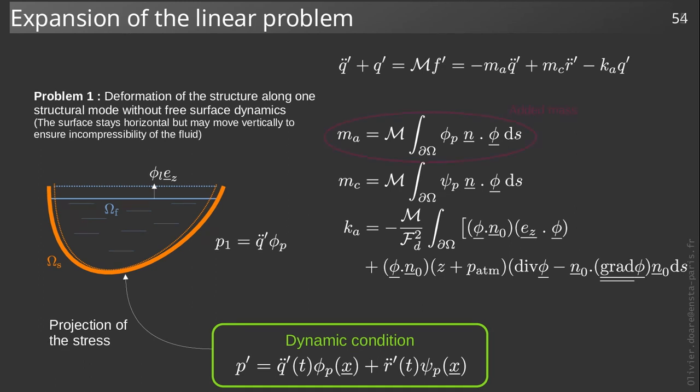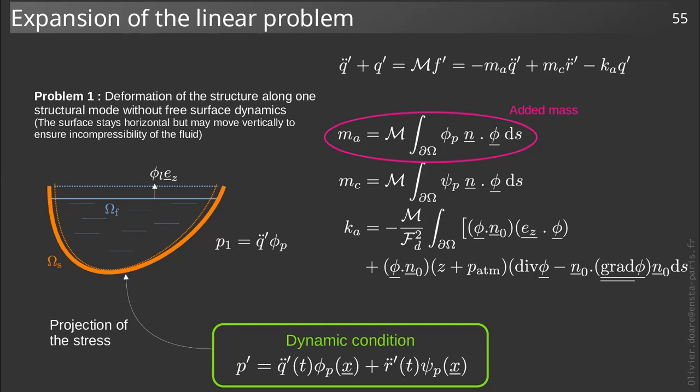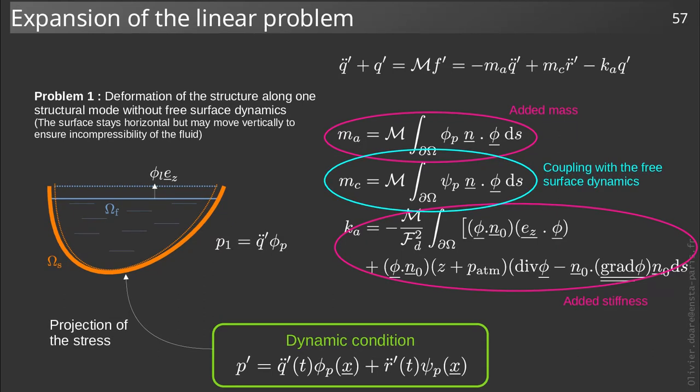First, there is the added mass, which comes from the term Q prime dot dot we have already discussed. Then, from the forces proportional to Q prime, we can identify the added stiffnesses due to hydrostatic pressure, which have also been studied previously. A new force appears. It is proportional to r prime dot dot. It is related to an inertial effect of the dynamics of the free surface on the dynamics of the structure.